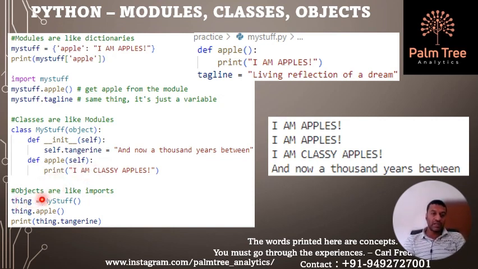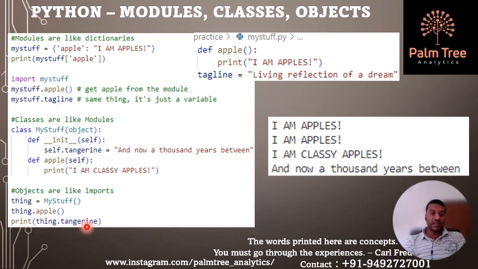For this we created an object, thing equal to MyStuff. MyStuff is the class name. So one object, one instance of this class, is created. A class object is an instance of a class. Whatever features and offerings come from this class are mapped to thing now. Thing is one instance of this whole class. In thing.apple, it directly connects to apple, and whatever function is inside apple, it is just printing I am classy apples, generated from the class.